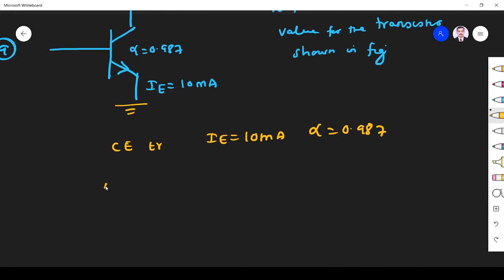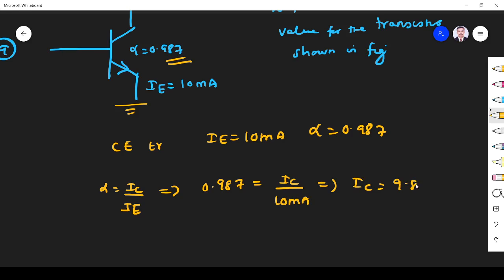So we know alpha is equal to IC by IE. So this implies it is common base, not common emitter. Please understand, it is common base transistor. Because they have given alpha value, 0.987 is equal to IC by IE, 10 milliampere. This gives IC is equal to 9.87 milliampere.